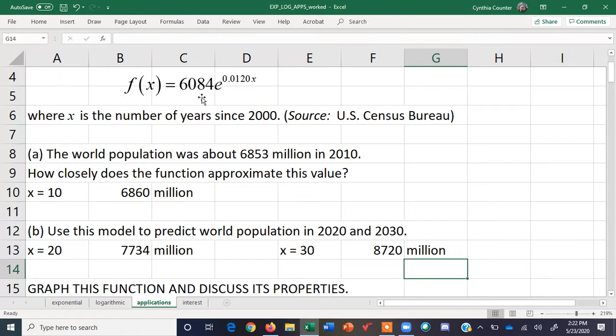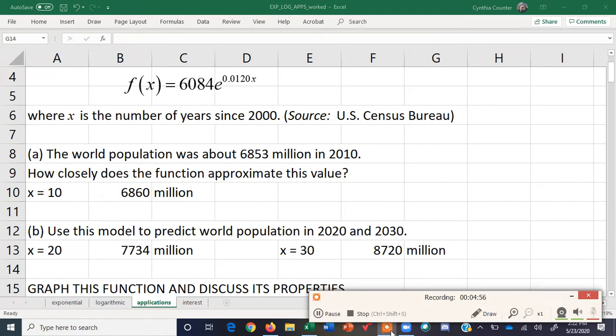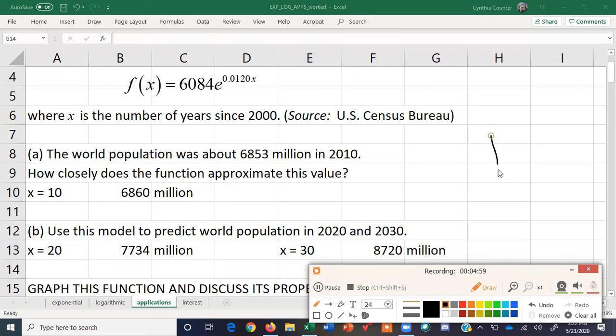Let's take a closer look at this function. It's exponential, so we know that it is growing at an ever-increasing rate. So you know the graph will look something like this, where 6084 is where it crosses right here. It's actually the starting point. So we really don't need this part down here.